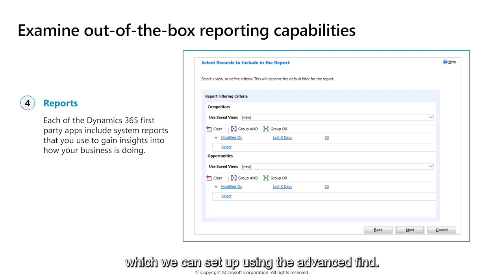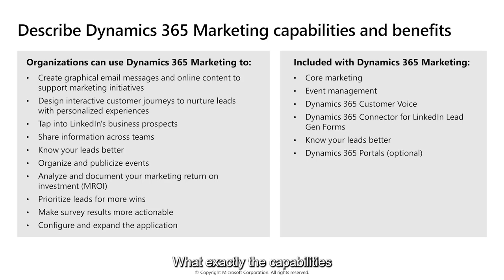And these use things like views, which we can set up using the advanced find. We can specify conditions just in the same way as we would run the advanced find. Set it up, we can specify the columns that we want to have, and then we can save the report. We can even share it with others if we want to be able to do that. So that's really a basic overview of the initial parts of the system, how the database works, and some of the capabilities around it. What exactly are the capabilities and the benefits of this?